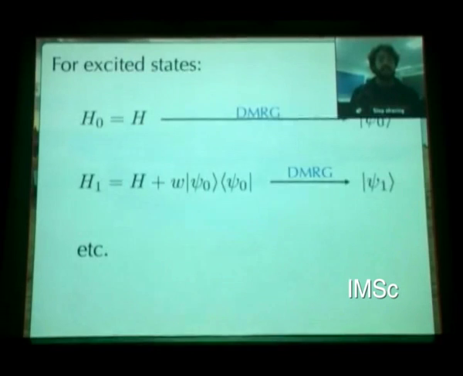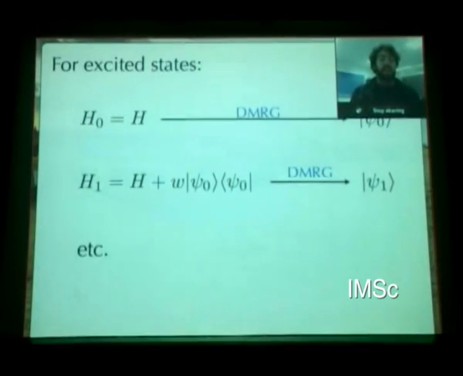Could you please click to the next slide? So for excited states, the idea is, let's say you just used matrix product state DMRG to find the ground state of your Hamiltonian. You run DMRG, some number of sweeps, and you find the ground state. Let's call that psi 0. Then you can now form a new Hamiltonian, call it H1, which is your original Hamiltonian plus some weight W, which you have to experiment with different values, but just think of it as some number of order the energy scale. And then you multiply this times the outer product of psi 0 with itself.